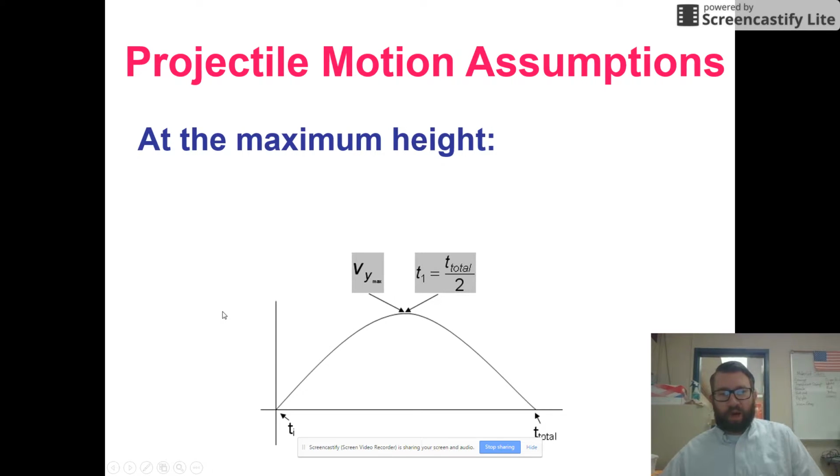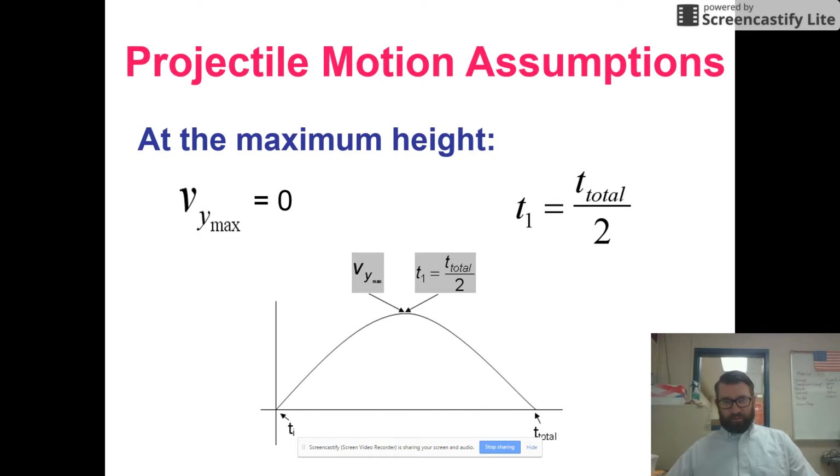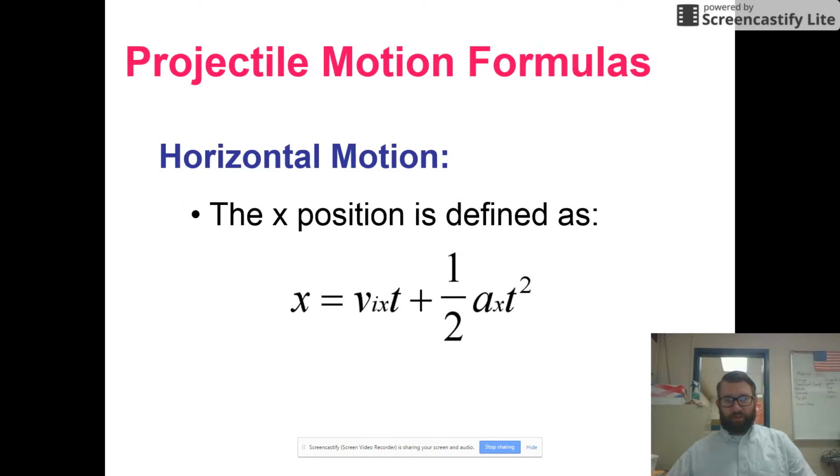So at the maximum height of your parabola, or the maximum height of your projectile, Vy max is going to be 0. Okay, there's no vertical velocity once the projectile reaches its total height. And this is going to happen when the total time is in half. So the total time that the projectile is in the air, halfway through, it's always going to reach its maximum height. So T1 is total time divided by 2.